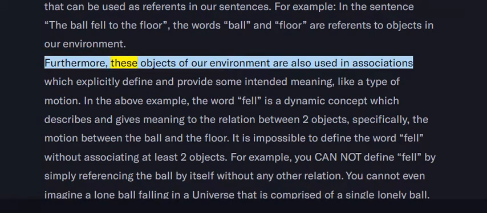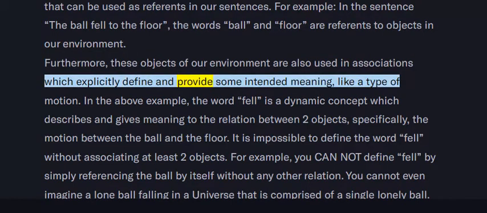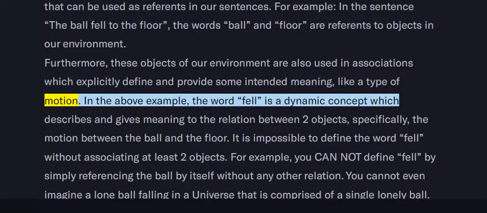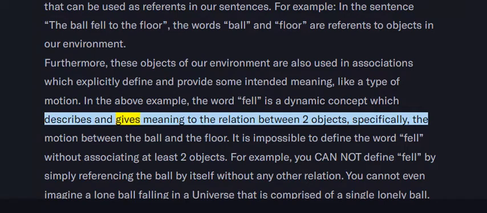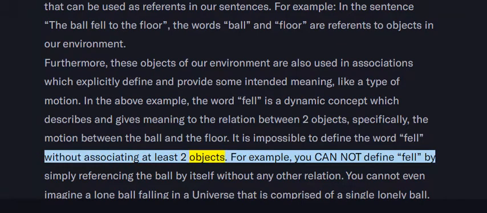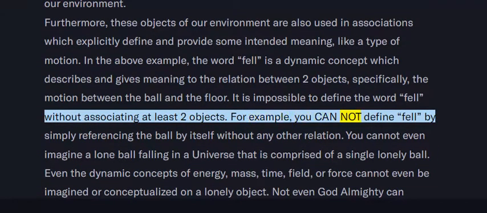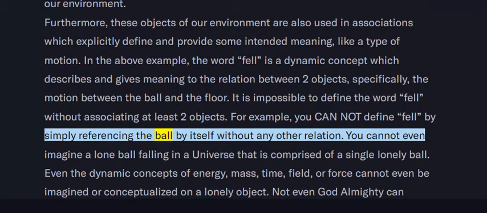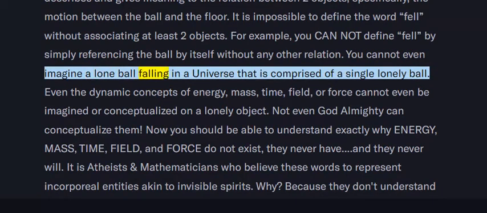Furthermore, these objects of our environment are also used in associations which explicitly define and provide some intended meaning, like a type of motion. In the above example, the word fell is a dynamic concept which describes and gives meaning to the relation between two objects, specifically, the motion between the ball and the floor. It is impossible to define the word fell without associating at least two objects. For example, you cannot define fell by simply referencing the ball by itself, without any other relation. You cannot even imagine a lone ball falling in a universe that is comprised of a single lonely ball.